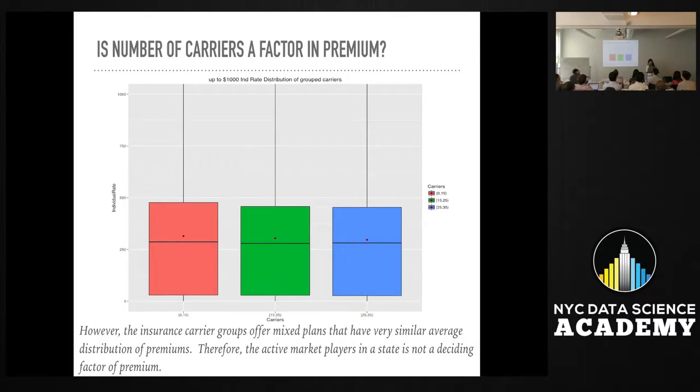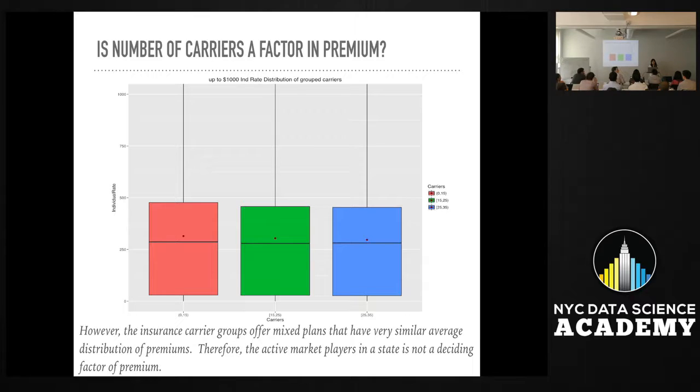So next is, you kind of wonder, if we have more plans to choose from, more carriers participating in that state, would that make the price lower because the competition is more heated, right? So here you can see, even if you're in the state of West Virginia, where you have only probably 10 participating insurance companies, the distribution is pretty much similar to the most active state. So the conclusion is the number of active market players in the state is not a deciding factor for the premium level.